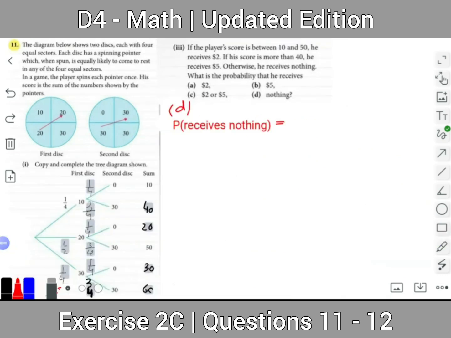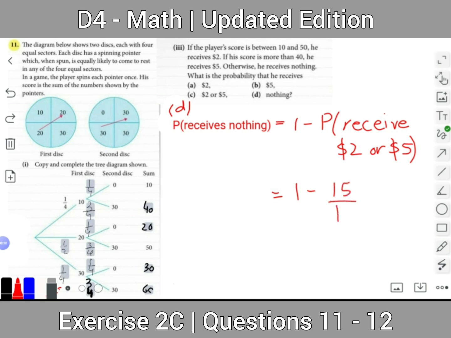Now in the part D, we have to find out the probability that he receives nothing. So for this, we will simply take away the probability that he receives $2 or $5 from 1. Since we have found the probability that he received $2 or $5 in the part C, and that was 15 over 16, so 1 minus 15 over 16 will be equals to 16 minus 15 over 16, and after subtraction we will get 1 over 16. So the probability that he receives nothing will be equals to 1 over 16.